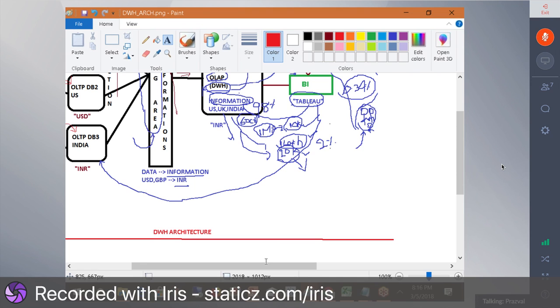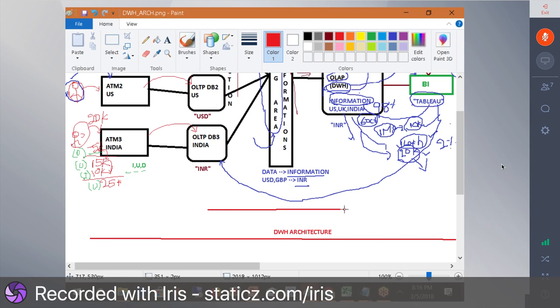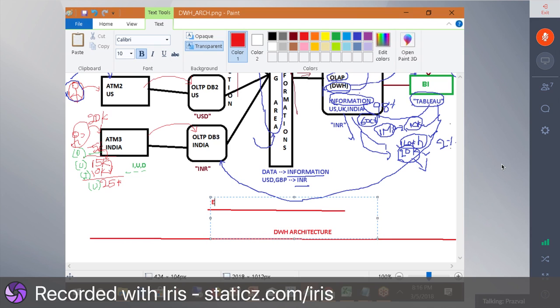In real time, from here to here, the work will be done by the ETL teams, or the latest buzzword, ELT teams. The different ETL or ELT tools are ODI, Informatica, Talend, etc. These are the different ETL tools.